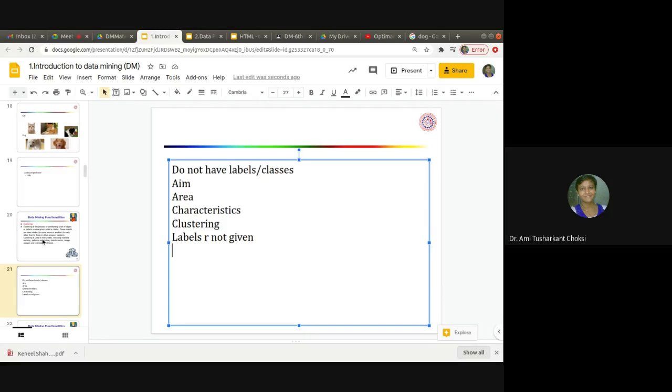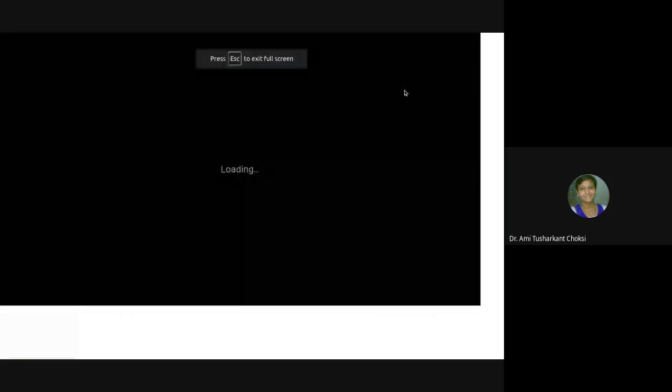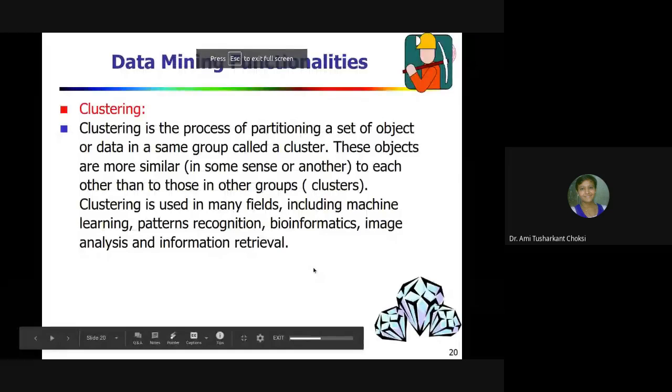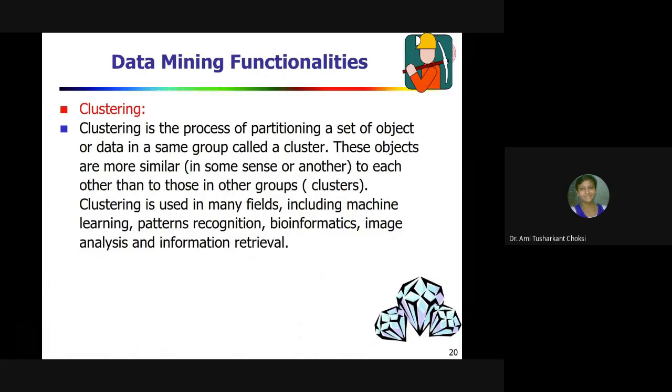Based on the characteristics of the data, whatever you consider for those particular objects, you try to combine them in a group. Objects in the same group have similar characteristics, and objects in another group have dissimilar, or you can say different, characteristics, right?